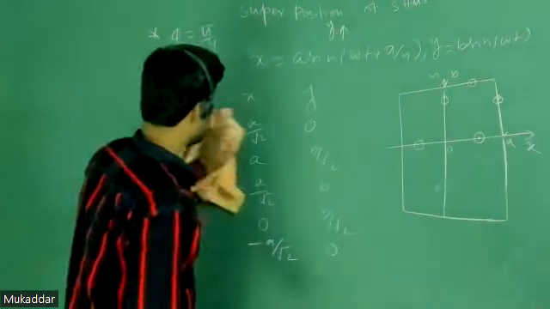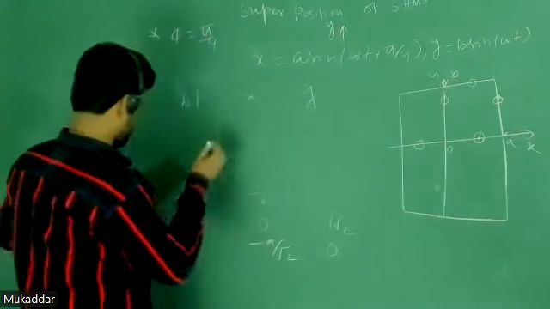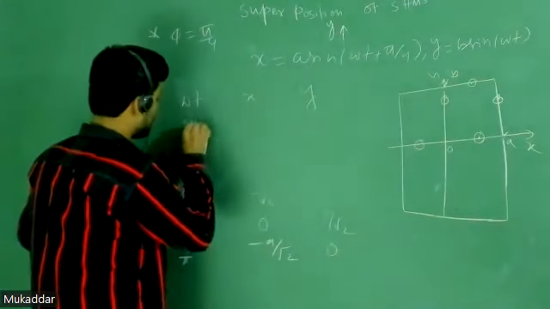Okay. Similarly, in the next instant, pi plus pi by 4, 5 pi by 4 पर कहाँ पे होगा बताओ?